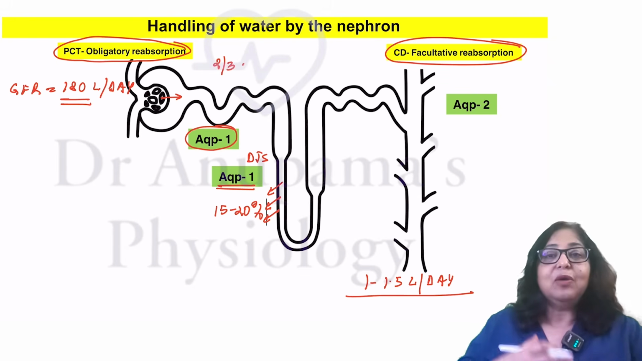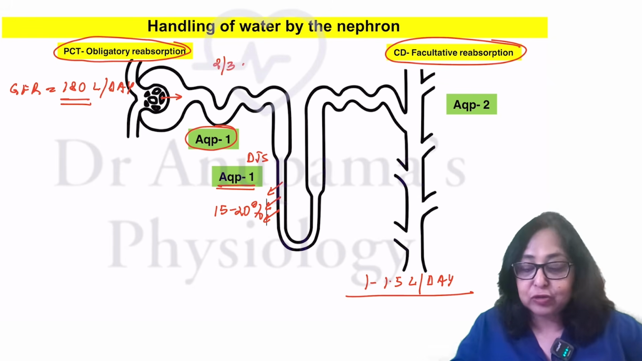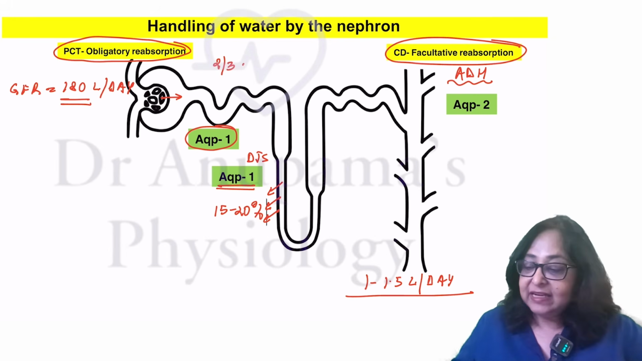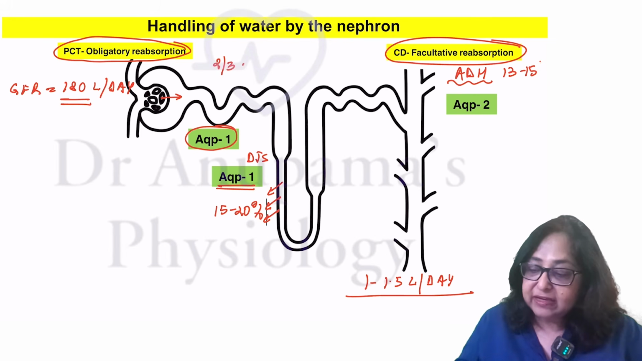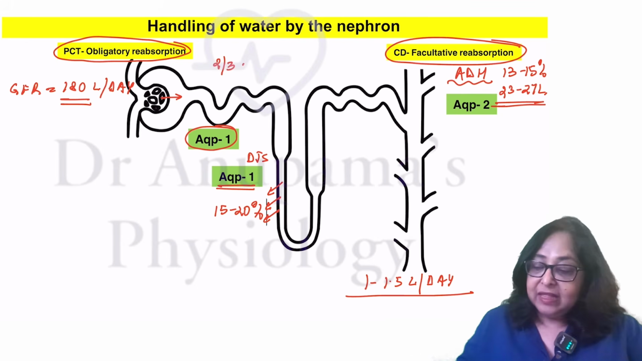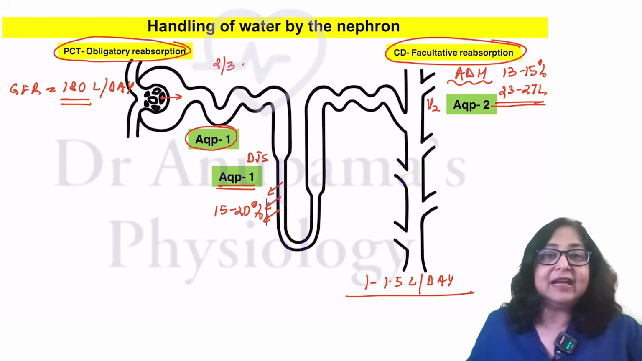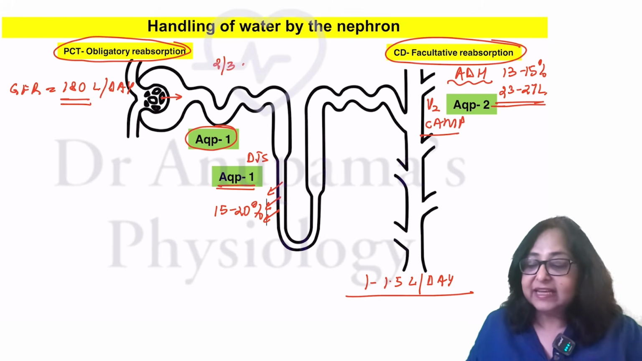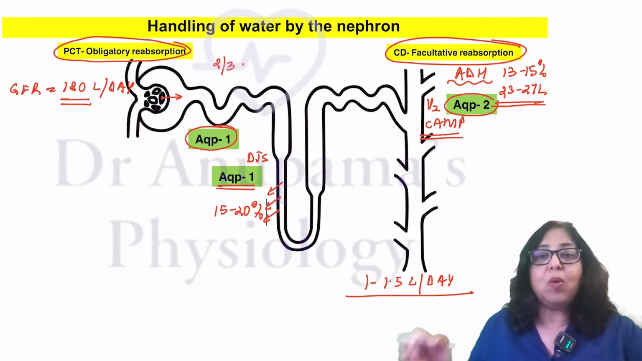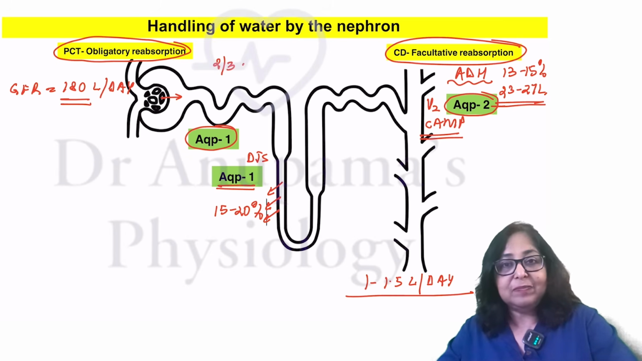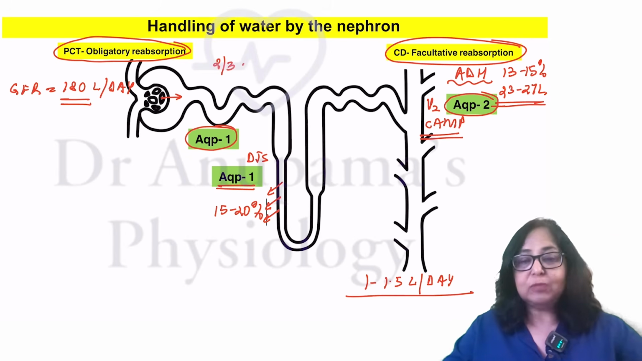In the collecting duct, we have something known as facultative reabsorption. That means this is controlled by the ADH. ADH controls about 13 to 15% of water absorption. Almost 23 to 27 liters of water reabsorption is controlled by ADH. The receptor for ADH on the collecting duct is the V2 receptor. The second messenger is cyclic AMP, and ADH will increase the number of aquaporin 2 on the luminal membrane. So facultative reabsorption: collecting duct; obligatory reabsorption: PCT.